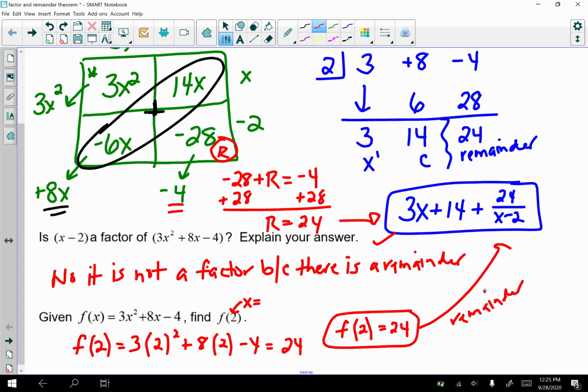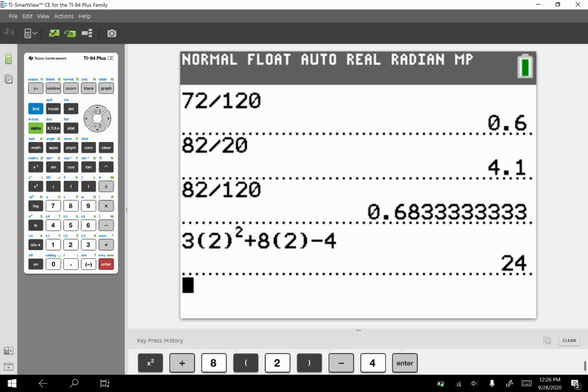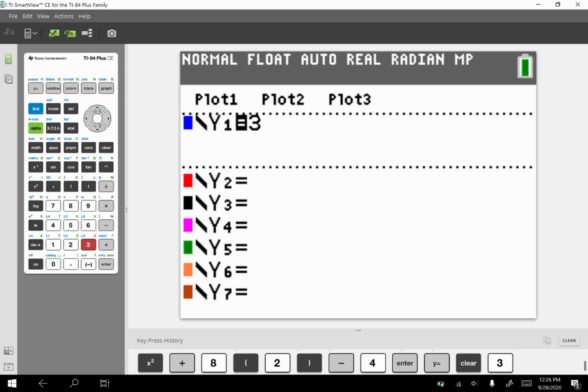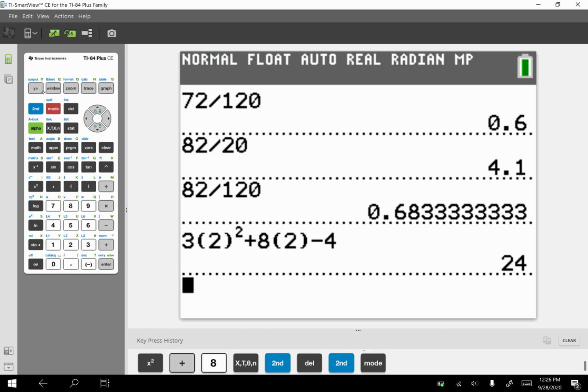Now, just a quick shortcut, if you didn't want to type this all into your home screen, you can go to your y equals. So I could go to y equals 3x squared plus 8x minus 4, and I could go to my xy table, and I could look for when x equals 2, what does y equal, which I'll show you right now. So I have 3x squared plus 8x, was it minus 2? Whoops. Minus 4. So let's go back.